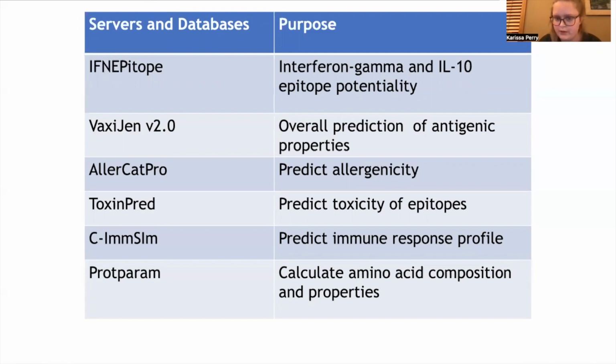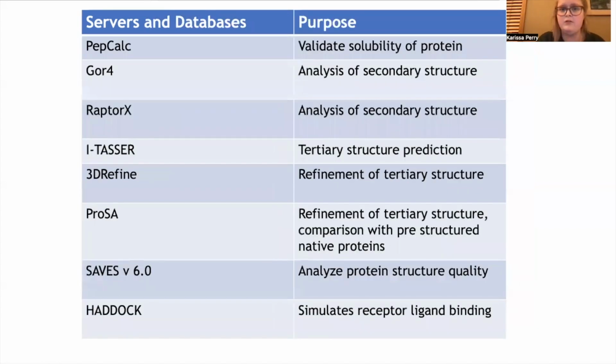C-ImmSim was used to predict immune response profile, so how well these epitopes actually cause an immune response. ProtParam was used to calculate amino acid composition and properties. PepCalc was used to validate solubility of the protein. GOR4 was used for analysis of the secondary structure as well as RaptorX. I-TASSER was used for tertiary structure prediction.